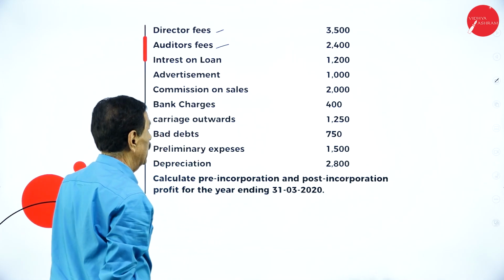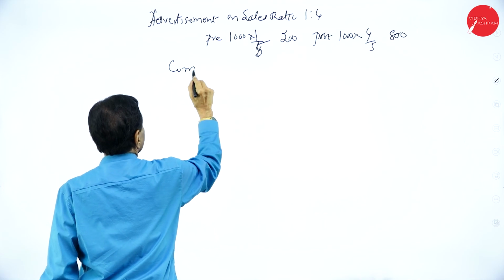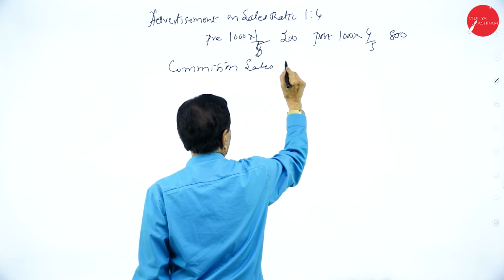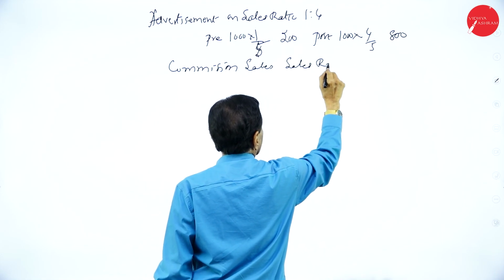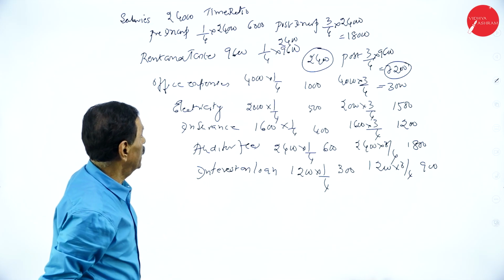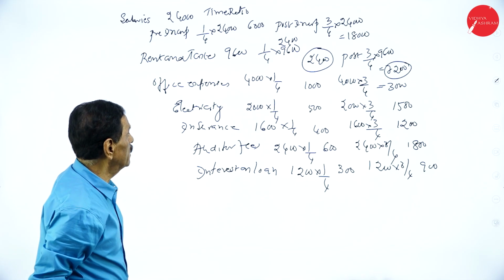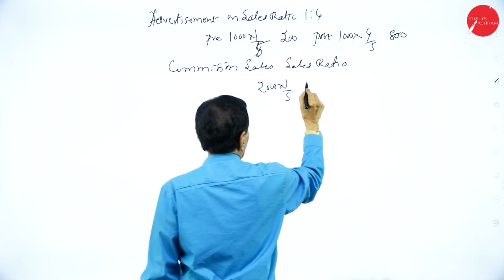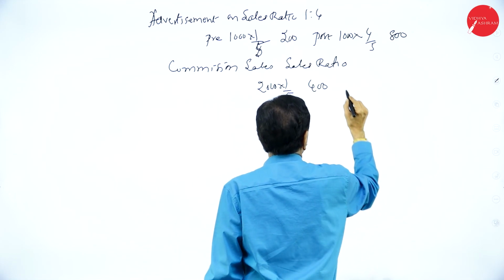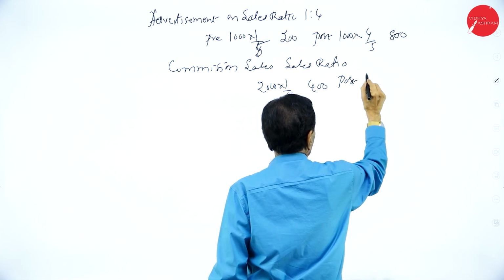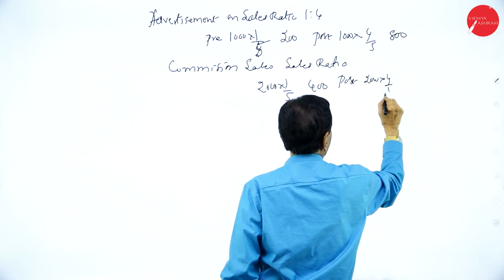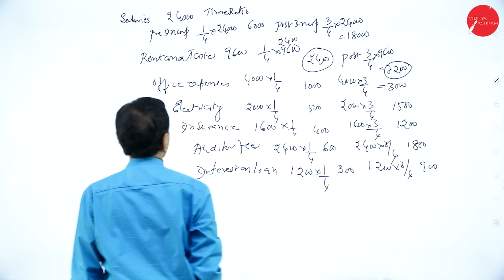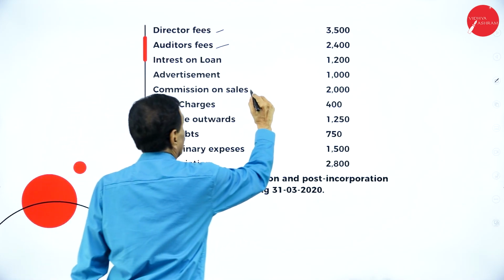Commission on sales, sales ratio. What's your commission on sales? 2,000 into 1 by 5, 400. Post: 2,000 into 4 by 5, 1,600. Then commission on sales is over.